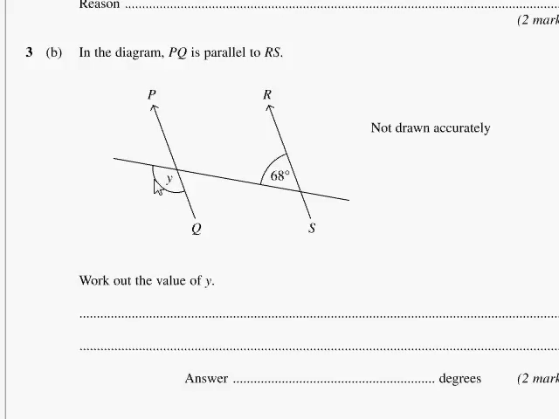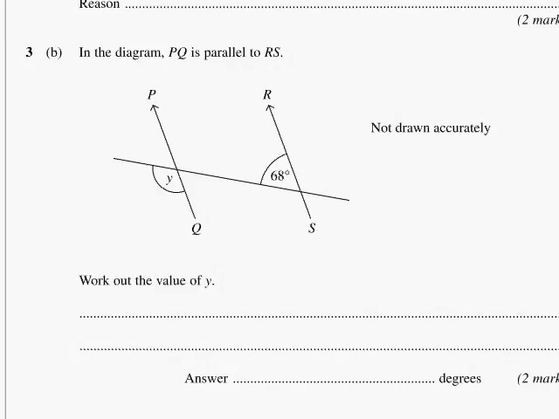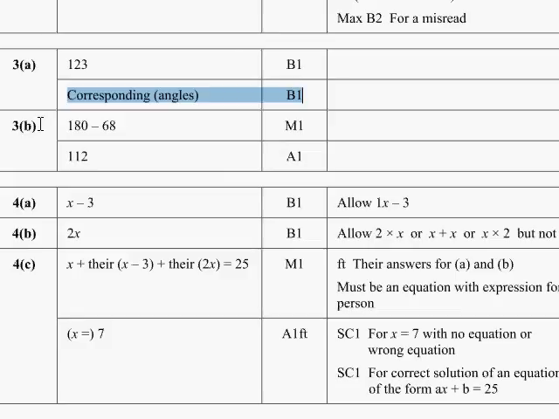The other way that you could have done this question was to say this angle here, 68, is equal to this angle here, which will also be 68, and then this here, 68 plus Y, will equal 180. It's just another way of doing the same thing, whichever way you want to do it. So let's make sure that we got the correct answer. Question 3b, 180 minus 68, so 112.